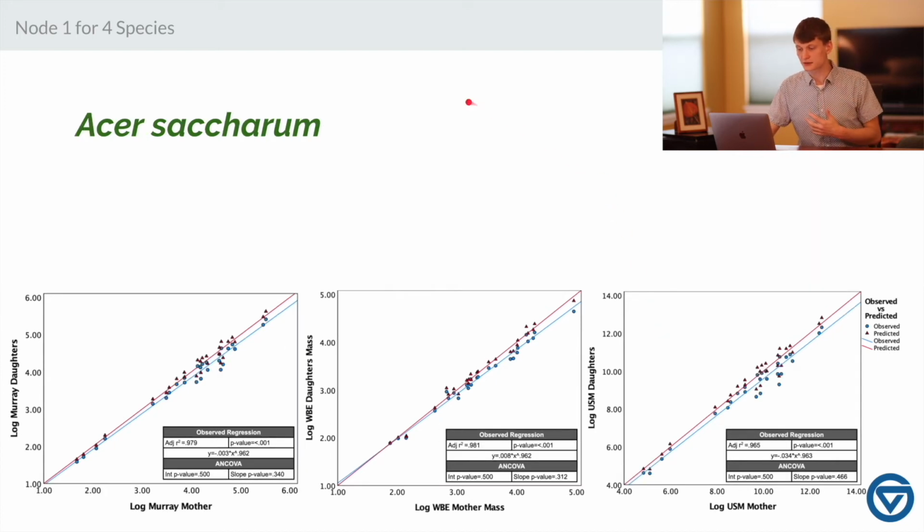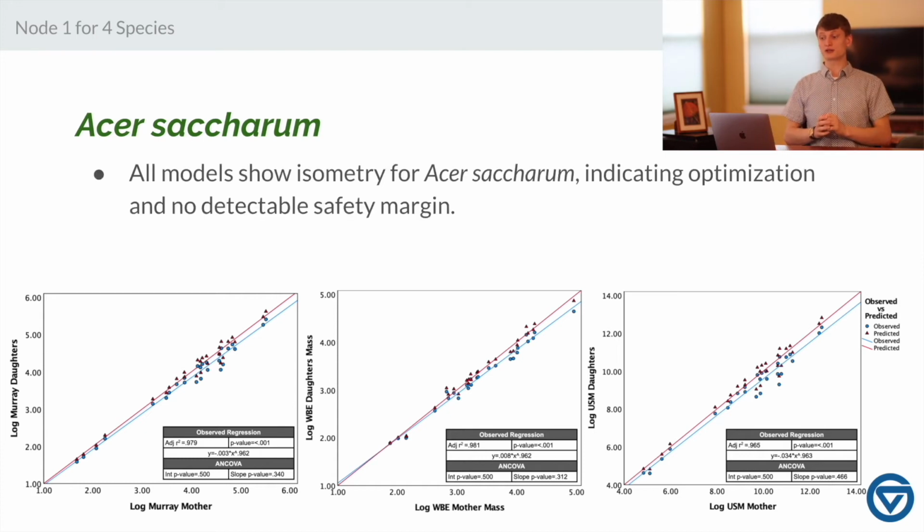But moving on to Acer sacrum, again for the node 1s for about 30 trees. In this case, all models show isometry for Acer sacrum, and this indicates optimization and that there's no detectable safety margin. That means that for Murray's law, as you can see, it's generally pretty close to the predicted as it goes, and there's no detectable difference from Mariankova.